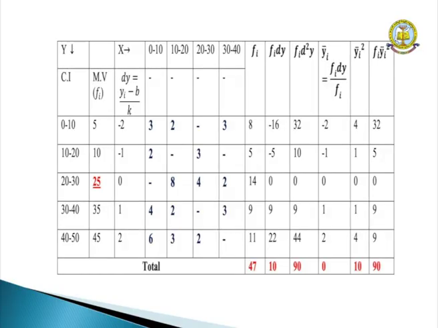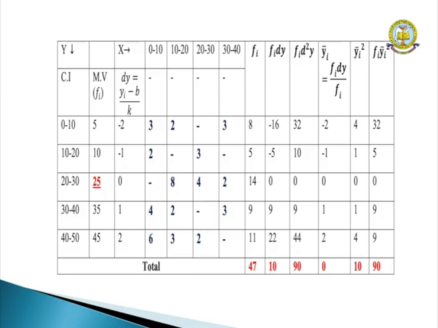Now I am going to take the step deviation here. The step deviation formula is yi minus b by k. So my k value is 10 and the b value is 25. So for yi equal to 5, it is 5 minus 25 by the interval width, which is 10. So minus 20 by 10 is minus 2. Like this we can calculate these values: minus 2, minus 1, 0, and for 25 minus 25 it is 0 divided by something is 0, then 1, 2 like this.